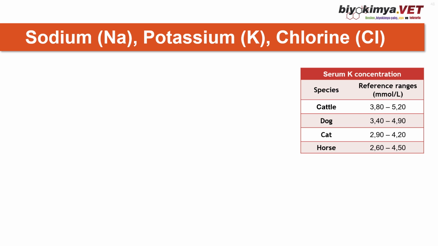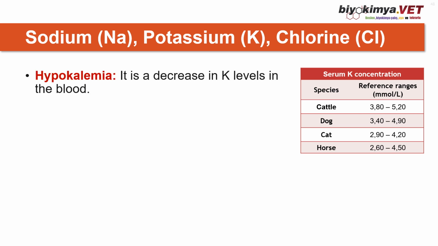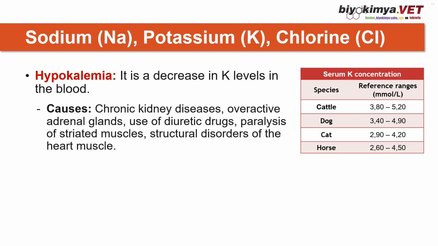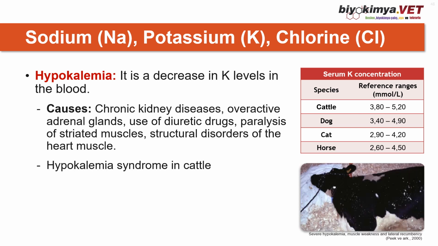The table shows us reference ranges of serum potassium concentration in different species, cattle, dog, cat, and horse. And a decrease in potassium levels in the blood is called hypokalemia. Chronic kidney disease, overactive adrenal glands, diuretic drugs, paralyzed or striated muscle, heart muscle problems can be a reason of hypokalemia. And the condition seen in cattle, hypokalemia syndrome, results in muscle weakness and lateral recumbency.